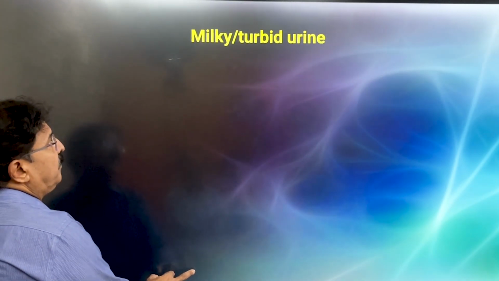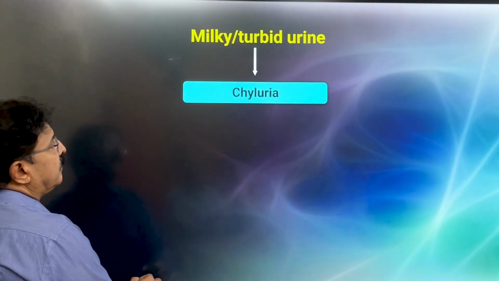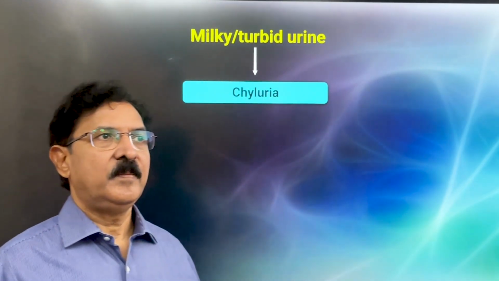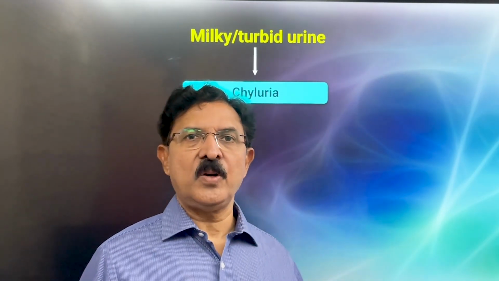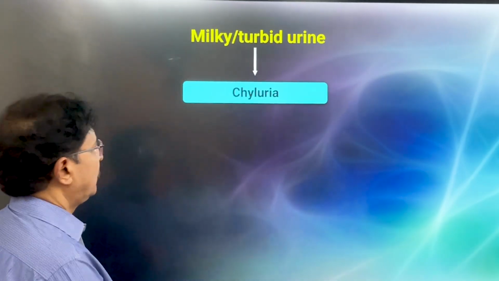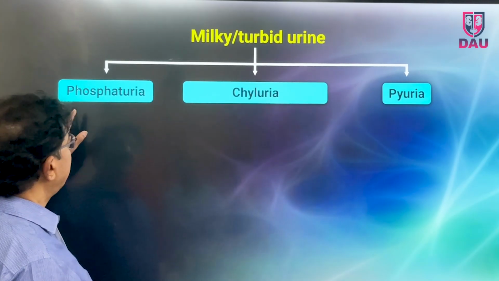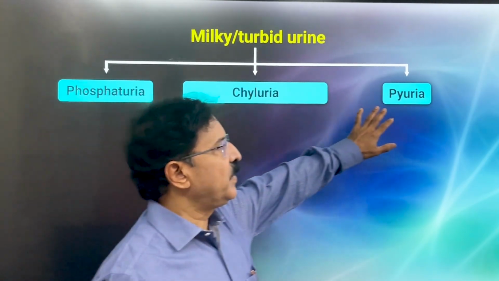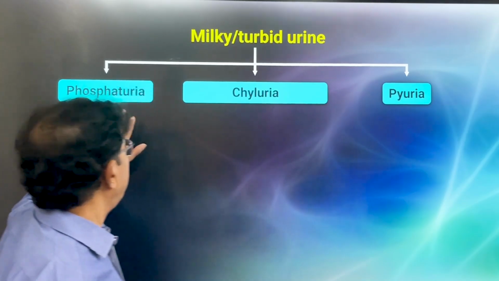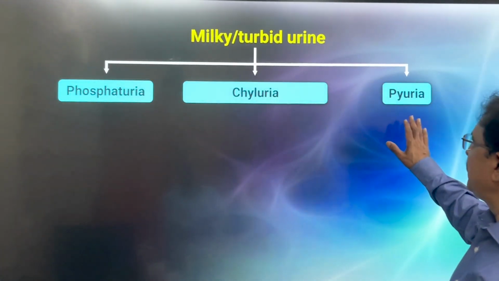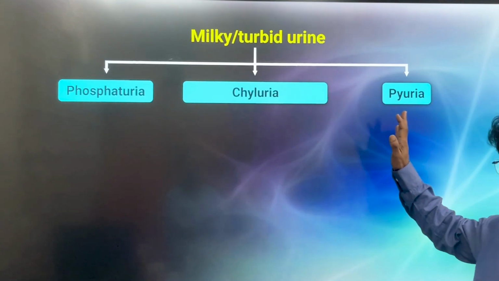Then when patients have milky white urine, we will feel it is chyluria, but let's not close our eyes and let's not forget two more common differential diagnoses. One is phosphaturia and the other is pyuria. In this, the patient passes phosphate crystals in urine, and in this, the patient passes pus cells or frank pus in urine.